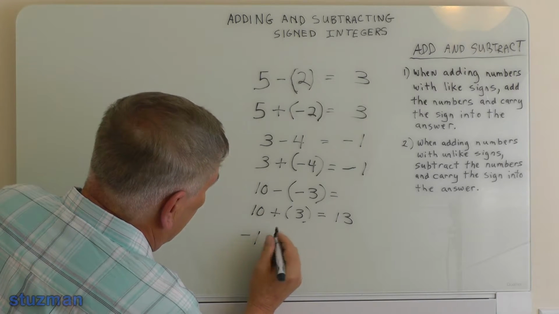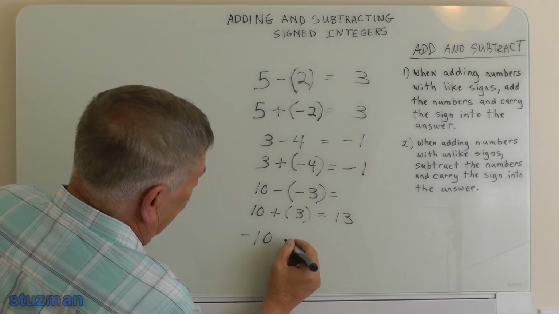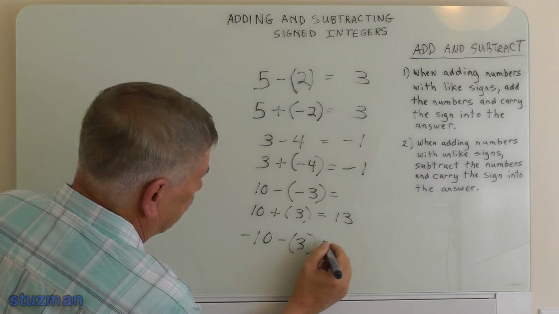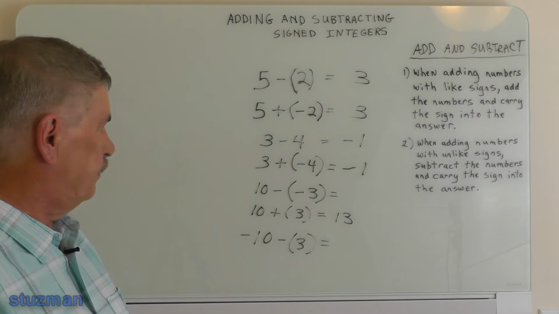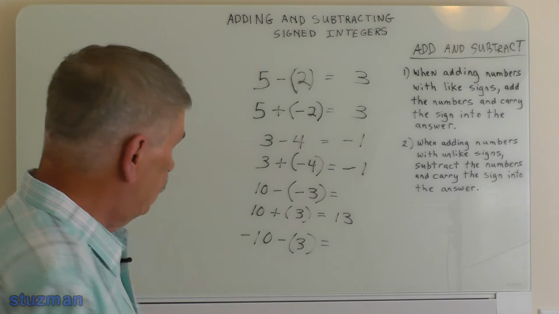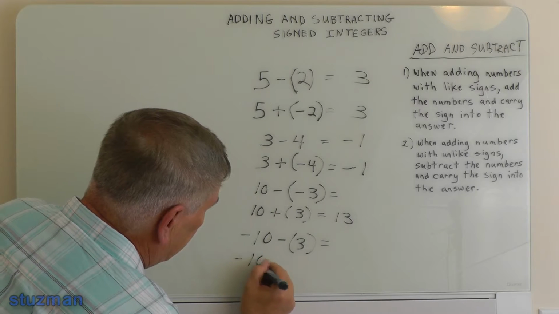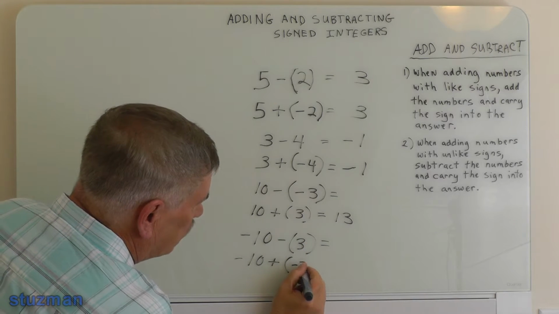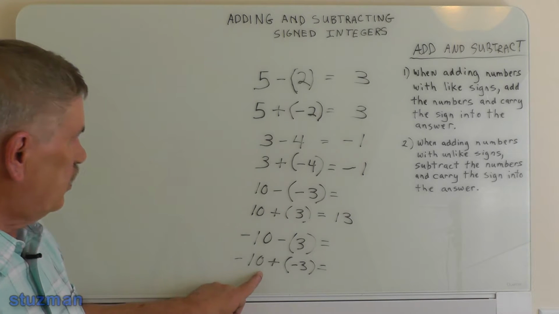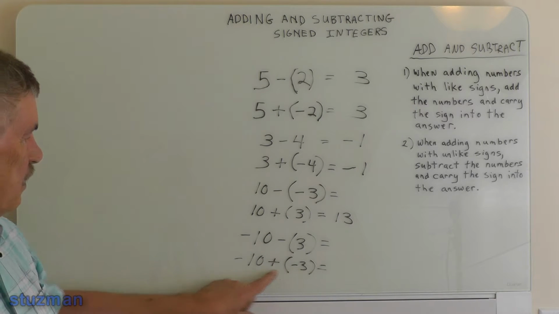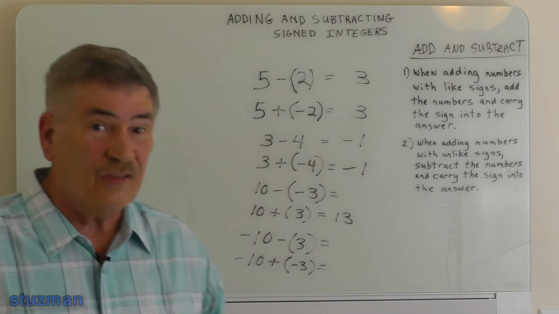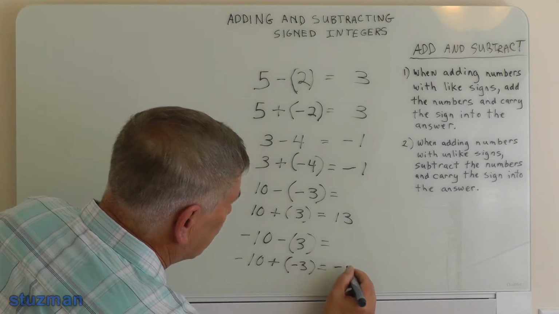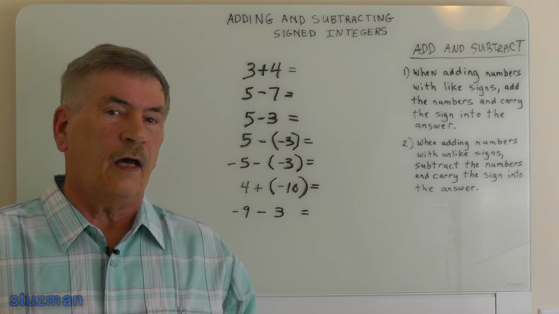Here's another example. Let's say we had minus 10 minus 3. So what would that be? Well, we take the minus 10, we bring it down, we change this to positive, we change the 3 to minus 3. Now you can see that we have a minus and a minus. Well, we add those together, right? The signs are alike. Carries us back up to rule number 1. So now we're going to get minus 13.